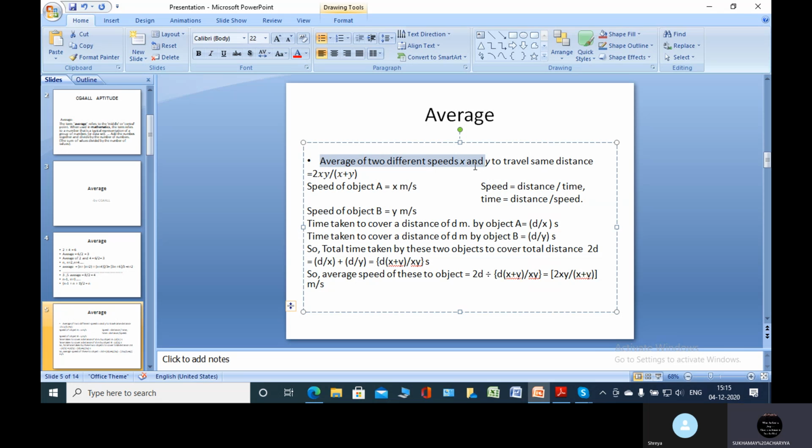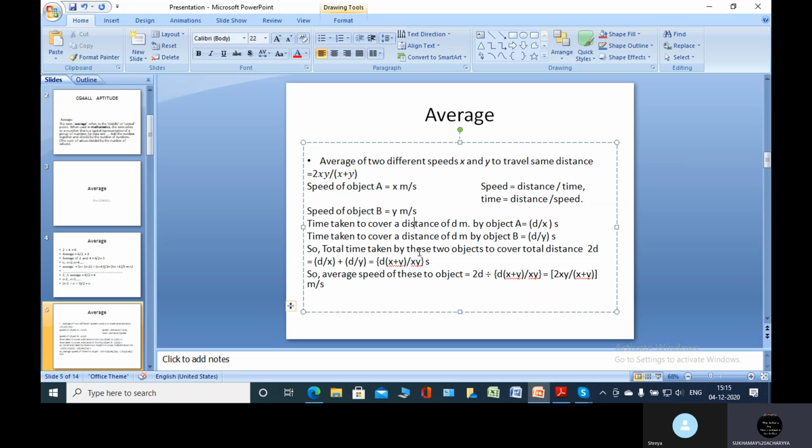The average of two different speeds x and y to travel the same distance is equal to 2xy by x plus y. We know that speed is equal to distance by time, so time is equal to distance by speed. So the speed of object A is x meter per second, and the speed of object B is y meter per second. Time taken to cover a distance of d meter by object A is d by x second. Time taken to cover a distance d meter by object B is d by y second.